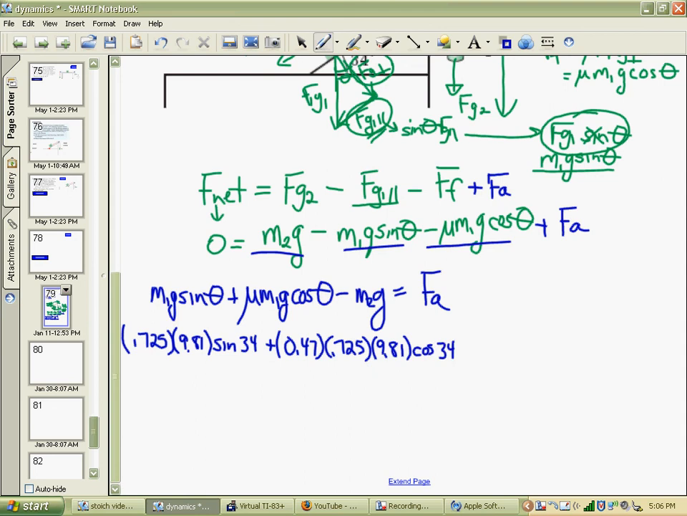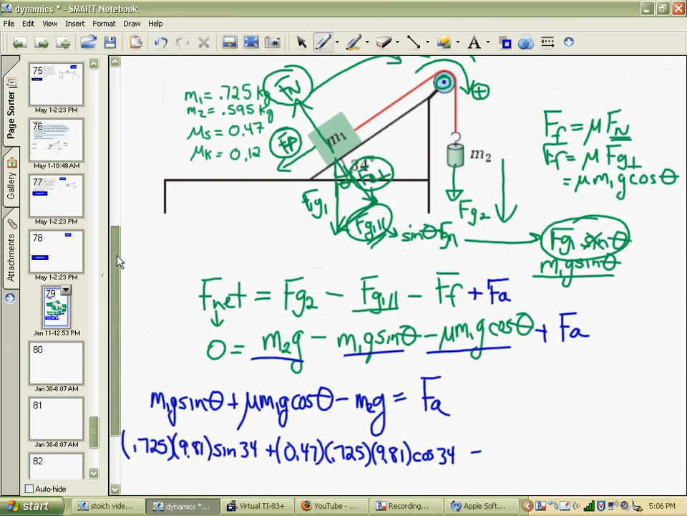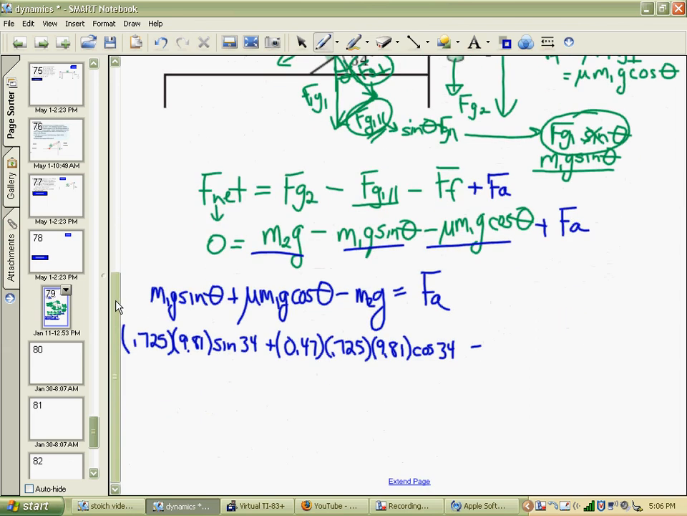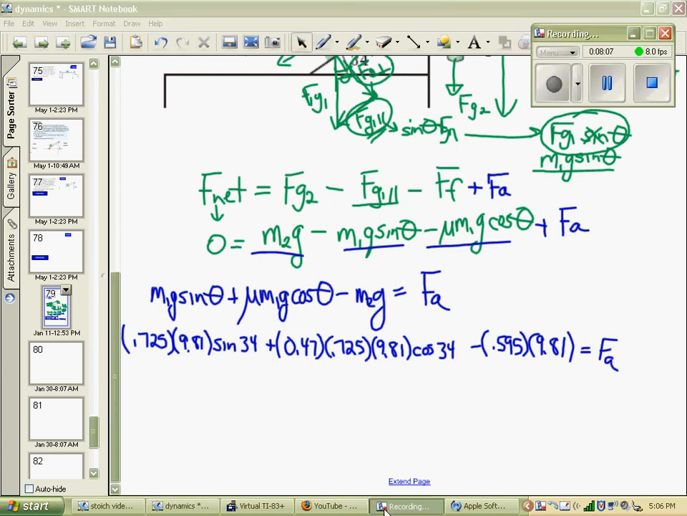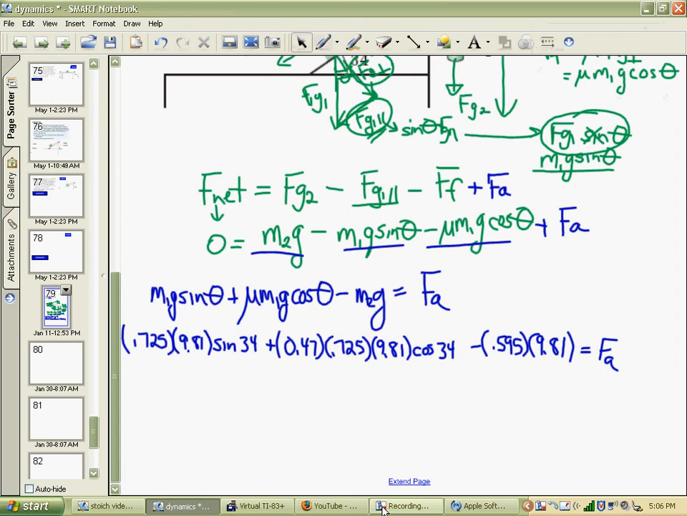I've forgotten mine like a sieve here. M2 is 0.595. So 0.595 again times 9.81. Really, I'd take a common factor out if it was me, but I'm just doing this in a straightforward manner. And we've got to go plug this into our calculator. So maybe I can get that in. Bring the calculator up, move it off to the side here. We'll do it in steps.